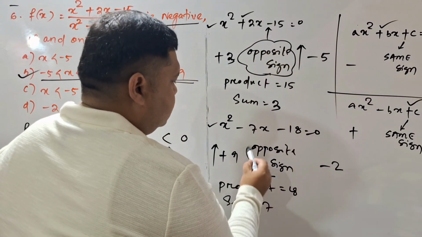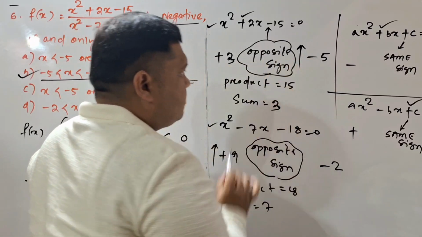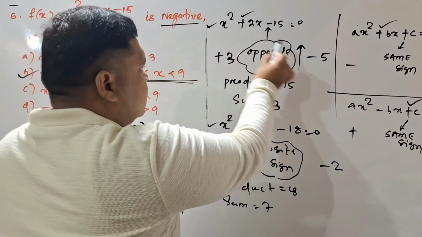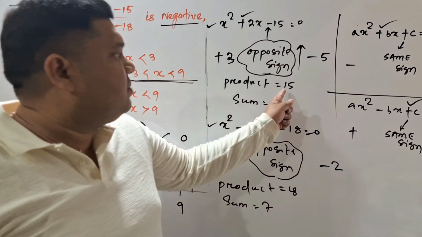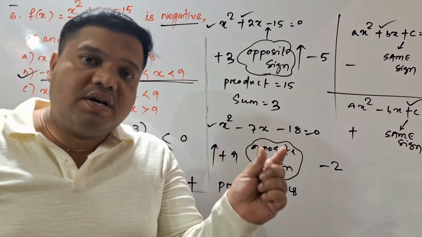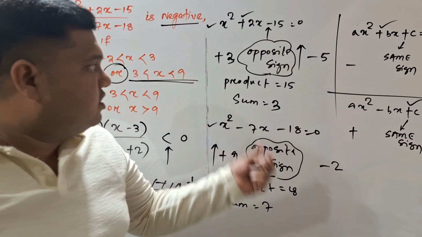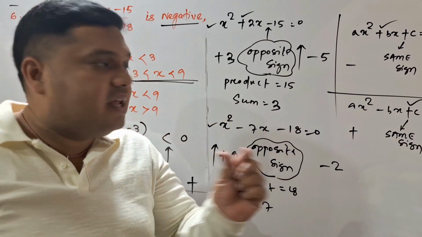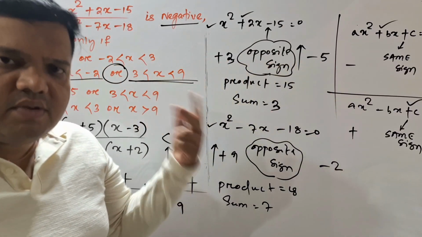Here also minus is present, so opposite sign. Opposite sign means one root is plus, another root is minus. And this plus indicates negative, the magnitude is more. When the product is 15, think about two numbers whose product is 15 and sum is 3. The numbers are 5 and 3. So the bigger value in magnitude is 5. You write 5 here and you write 3 here. In this way you have to think.